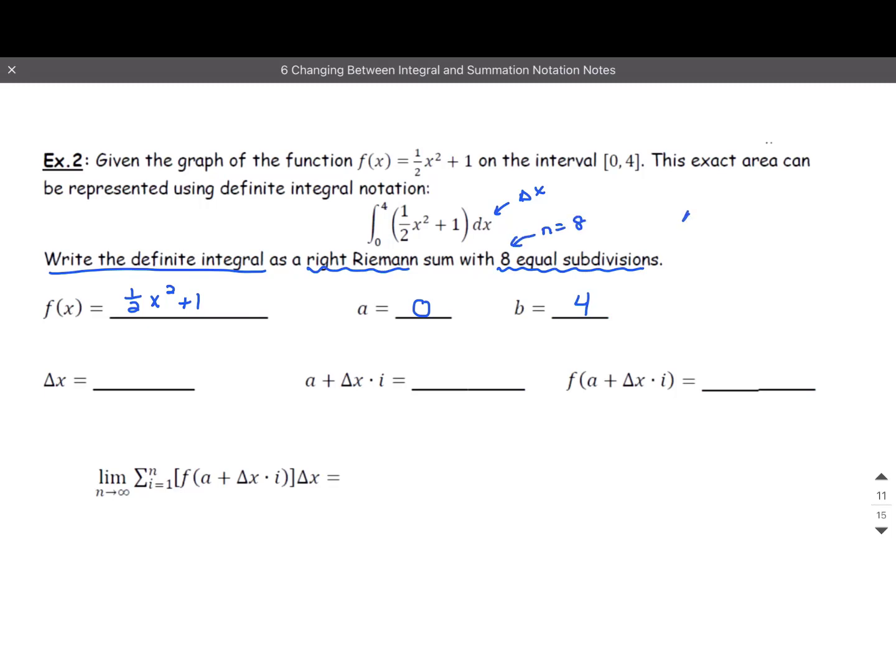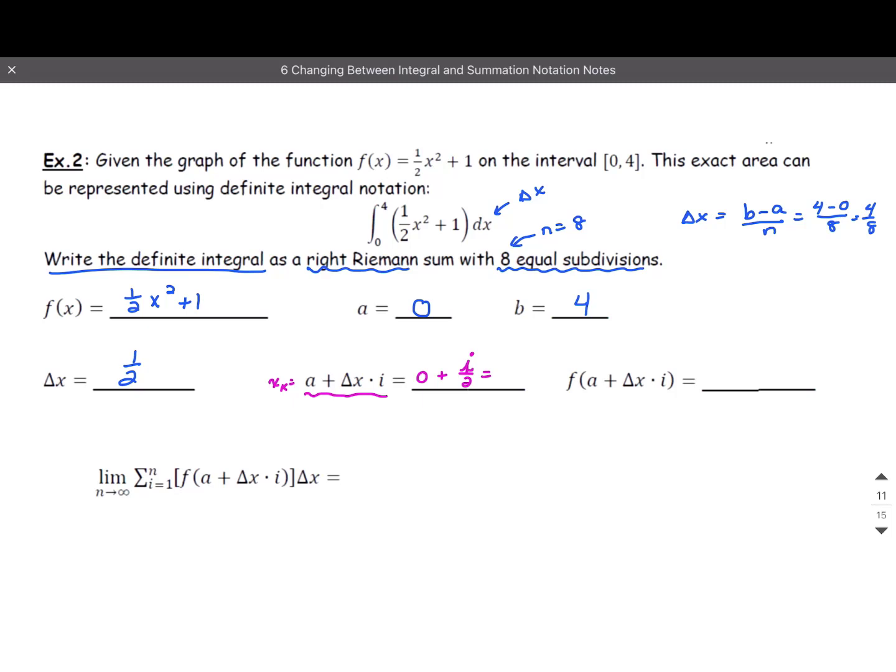So now we can find delta x, which is b minus a over n. The b is 4, the a is 0, and the n is 8. That gives us 4 over 8, which is just 1/2. Next up, we can write our x value. Remember, this is x sub k. We take the a, which is 0, plus delta x is 1/2, and we're going to use i instead of k this time. Now, please, do not tell me 0 plus i over 2.